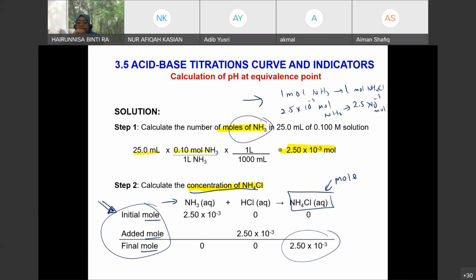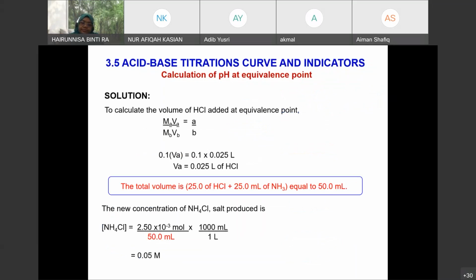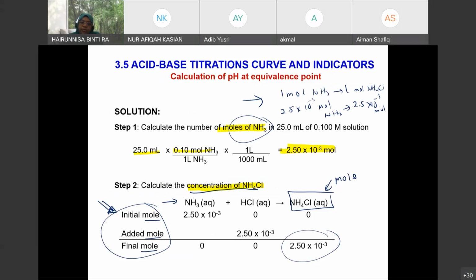Sebab kita nak pergi pada equivalent. Means that kita nak dapatkan salt punya concentration. So, untuk dapatkan salt punya concentration, you kena cari mole dulu kan? Okay. And then after that, you need to find the volume of HCl added. Sebenarnya benda ni tak adalah dia perlu selepas you calculate mole. You nak kira awal pun boleh. You nak kira step dekat sini pun boleh. Berapa volume HCl?